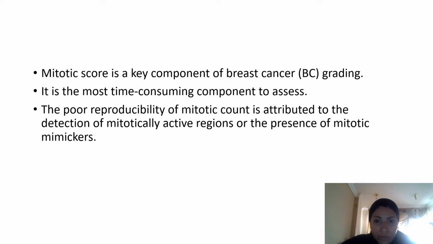Mitotic score is a key component of breast cancer grading and it's a strong predictor of survival. However, it is the most time-consuming component to assess and is also constrained by low inter-observer reproducibility. The poor reproducibility of mitotic scoring can be attributed to several factors. The most important of these is the detection of mitotically active regions, or what are called hotspots, or the presence of mitotic mimickers, such as hyperchromatic nuclei or apoptotic cells.